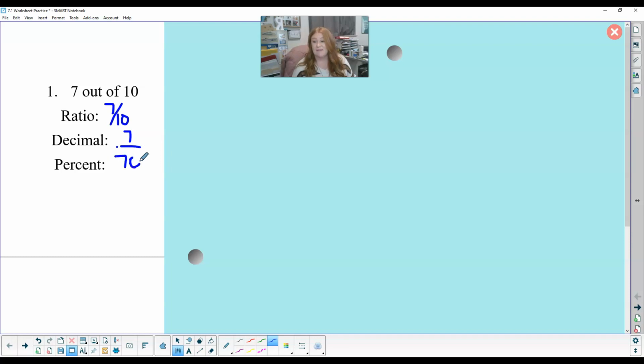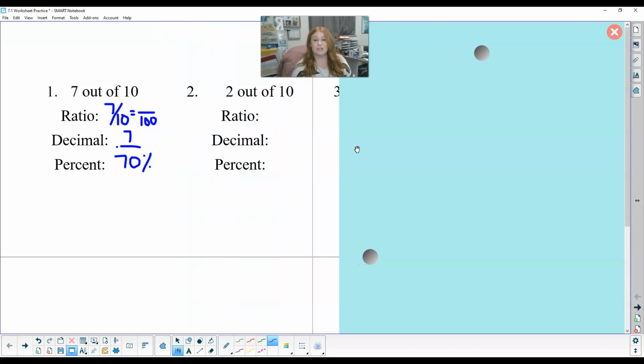So this is 70%. So it's not just 7, right? Because we're setting this up as a ratio to 100. How did I get from 10 to 100? I times by 10. So 7 times 10 is 70%, or 0.7.